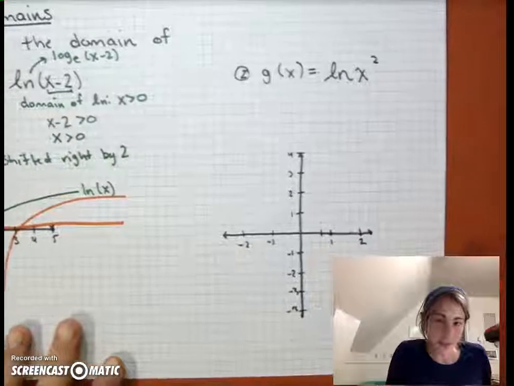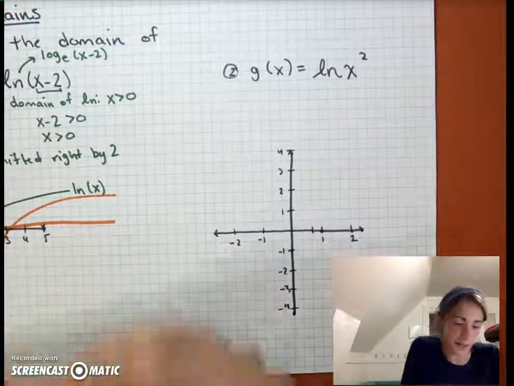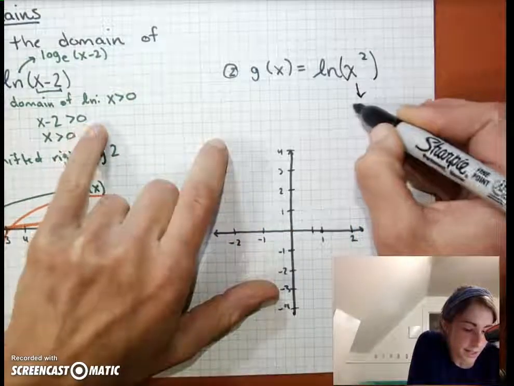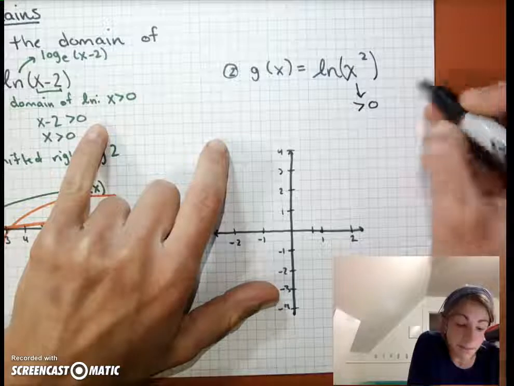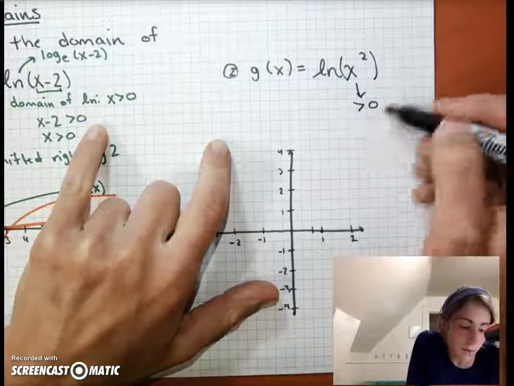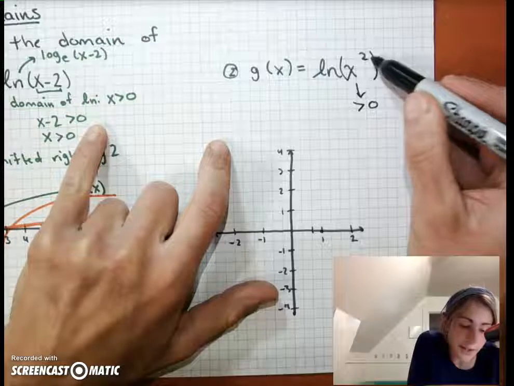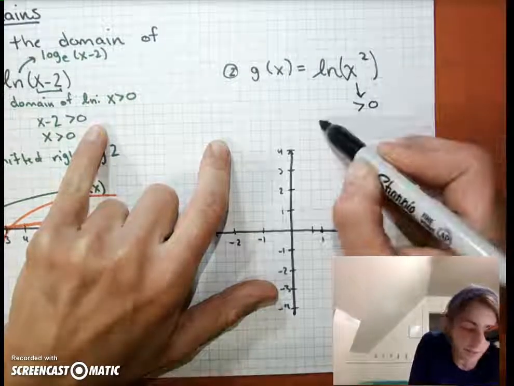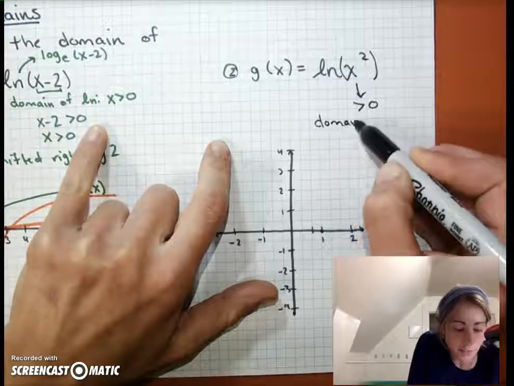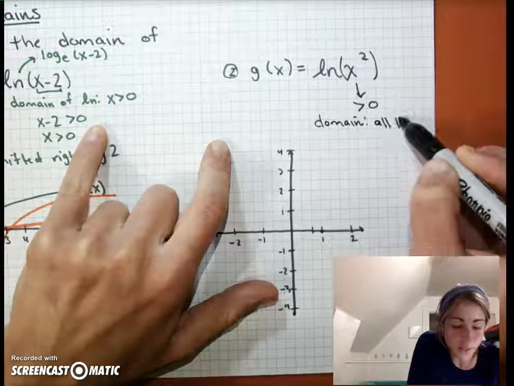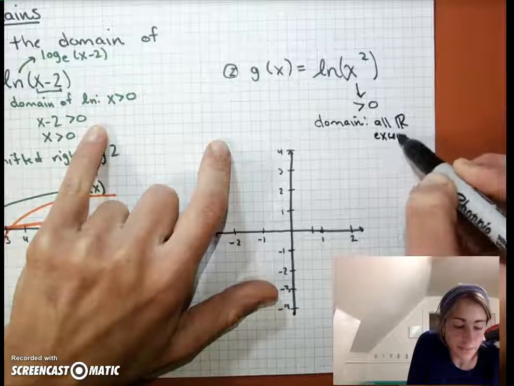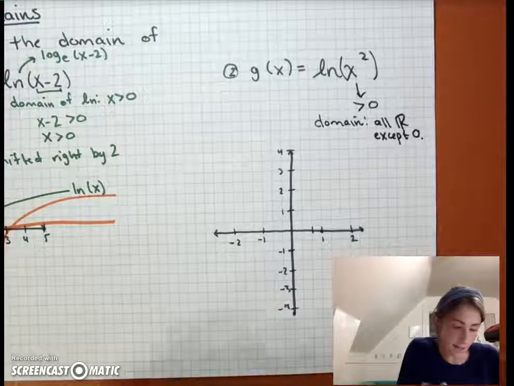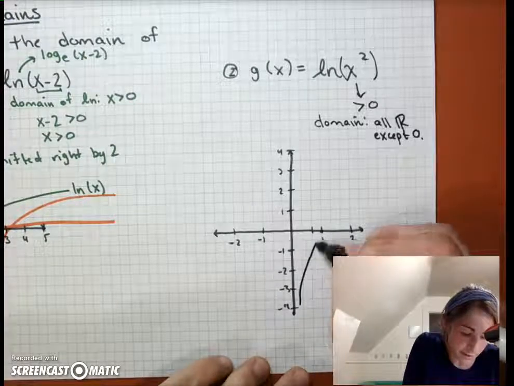Let's do another example. ln of x squared. Well, we know that what we plug into the ln function has to be bigger than 0. So we're squaring this function, so no matter what we plug in, it's going to be bigger than 0 unless we plug in 0. So the domain of this function is just all reals except 0. And it turns out that the graph of this thing looks something like this.